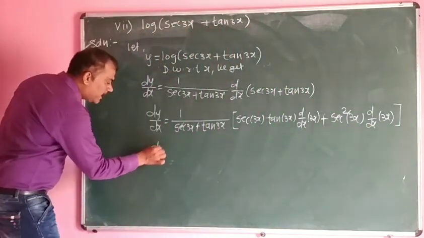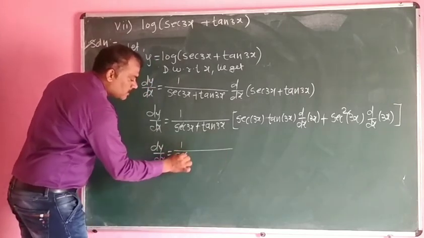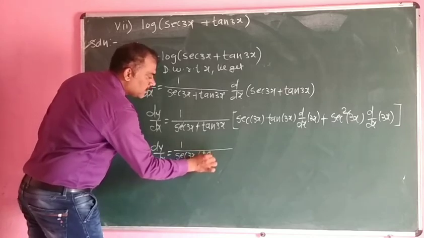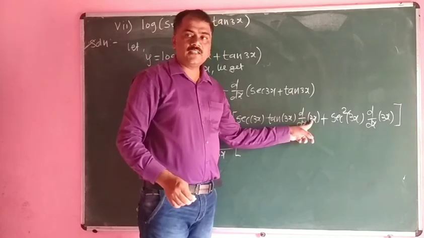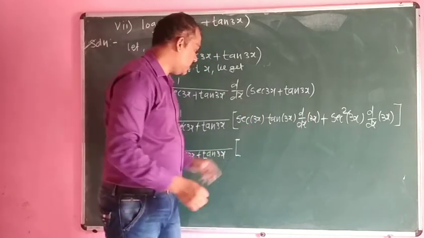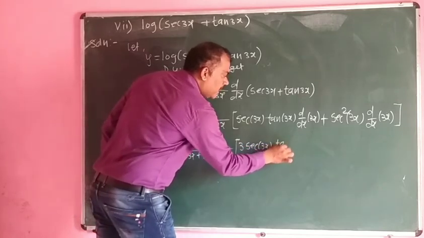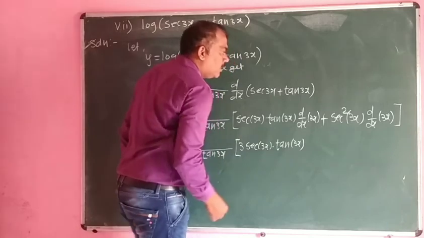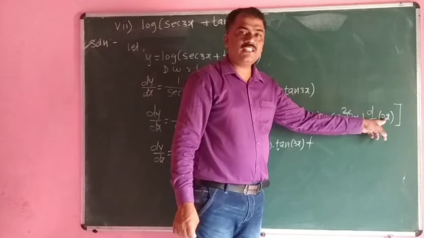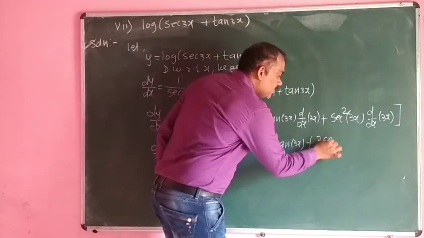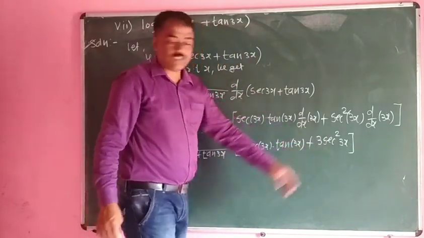That is dy by dx is equal to 1 upon sec 3x plus tan 3x into, what is the derivative of 3x? Derivative of 3x is nothing but the 3. So we can write 3 times sec 3x into tan 3x, plus, what is the derivative of this 3x? Derivative of 3x is nothing but the 3, that is 3 times sec square 3x. This bracket started here, we have to close here.